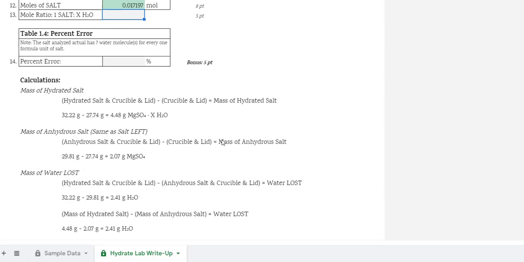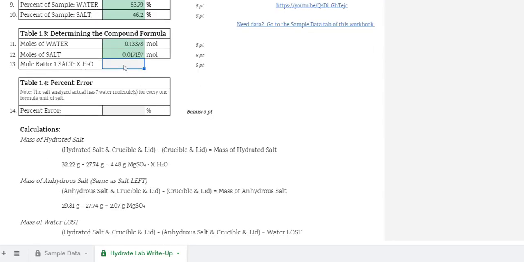You may be tempted to round. Please do not. In question number 13, please enter in the value that you got, even if it ends up with a whole number and then a decimal portion, like I have, with 7.779. On to the bonus.